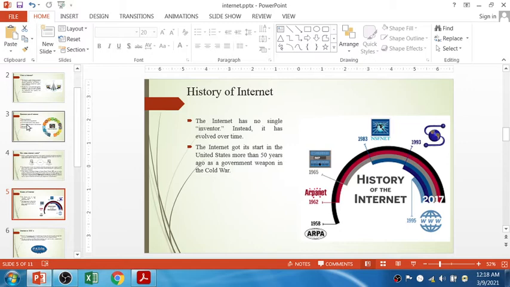The internet is formed by the global interconnection of thousands of otherwise independent computers, communication entities, and information. The internet has no single inventor. Instead, it has evolved over time. The internet got its start in the United States more than 50 years ago, as a government weapon in the Cold War.